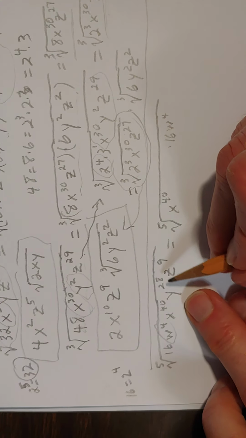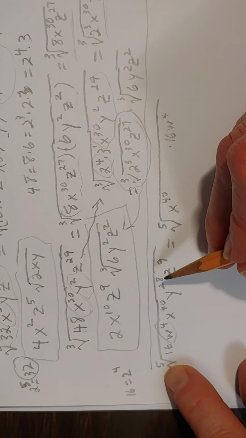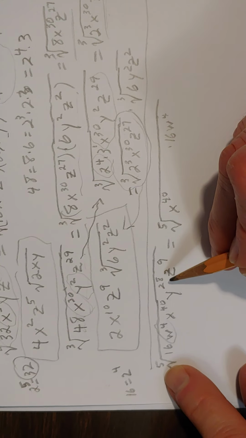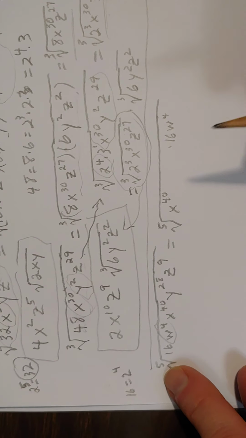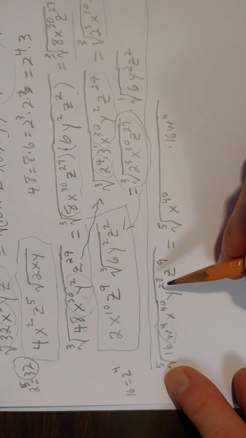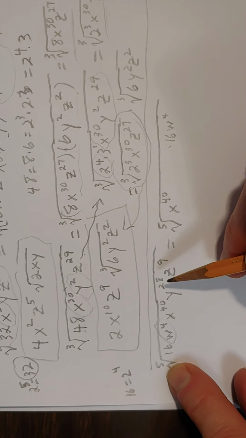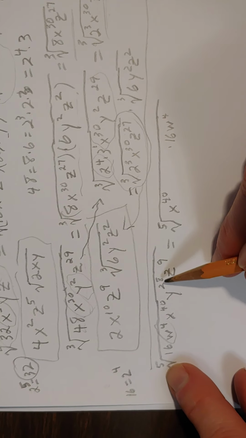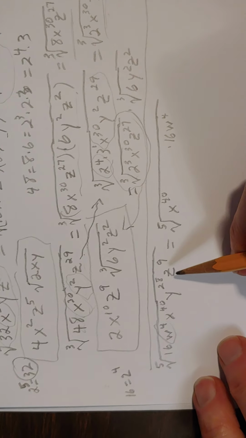Y to the 28th. 28 is an exponent bigger than or equal to 5. There's a perfect fifth power in there. Y to the 28th is not a perfect fifth power. It is a factor that's a perfect fifth power, but not y to the 28th, because 28 is not a multiple of 5. 5 does not divide 28.